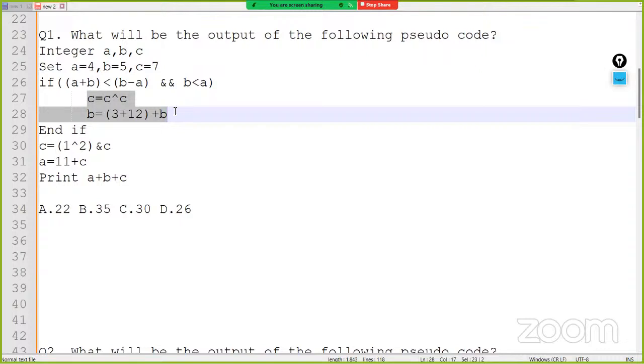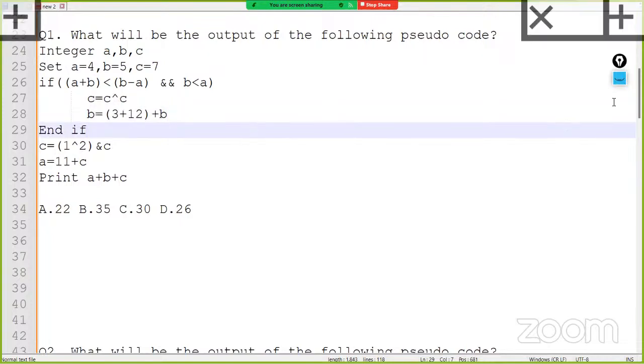So let us first try to solve. Here the values of a, b and c are given, which is also very important. The first line of the code defines that you have three variables, all of integer data type. In the second line we set the variable values: a equals 4, b equals 5, and c equals 7.